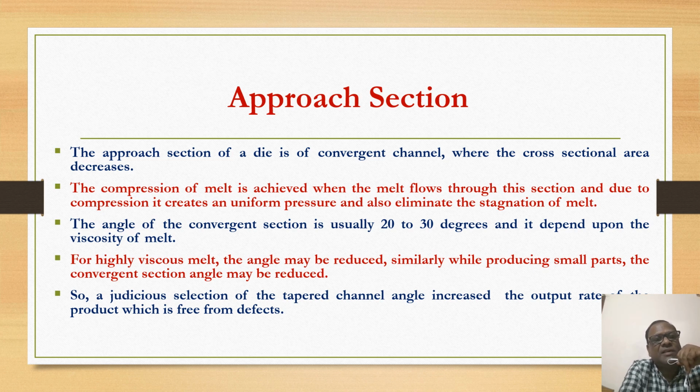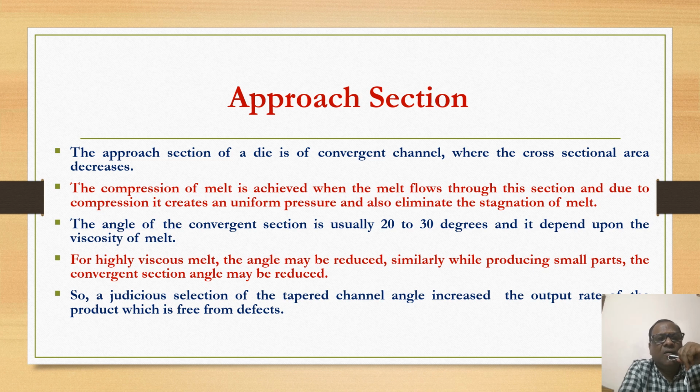Maybe you can go for less than 20 degrees. Similarly, you can go for less than 20 degrees of the convergent angle if you are going to produce geometrically small parts. For bigger parts, you can put the angle at around 30 degrees, also not an issue. But if you are producing smaller parts, then better go for a lesser angle.